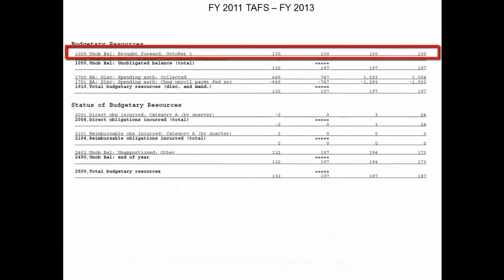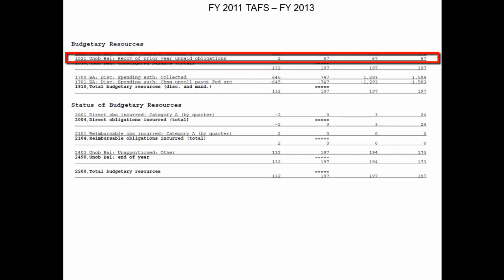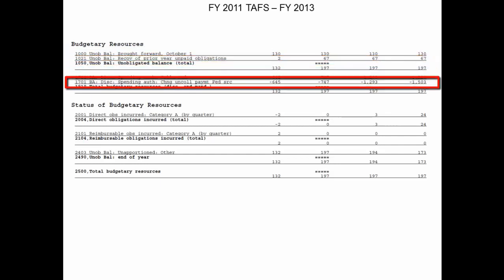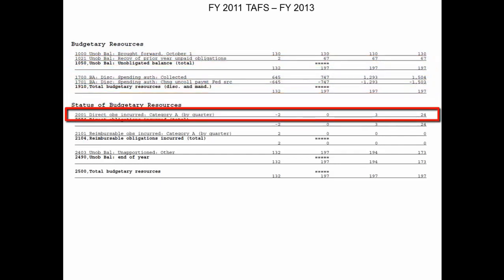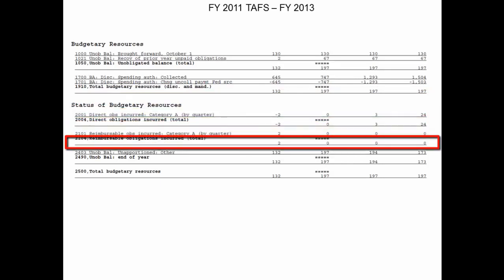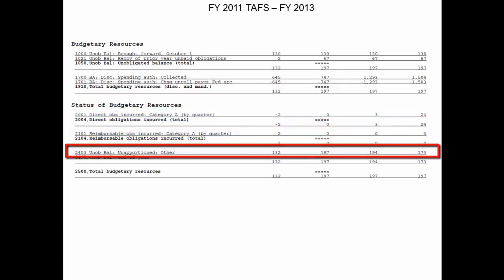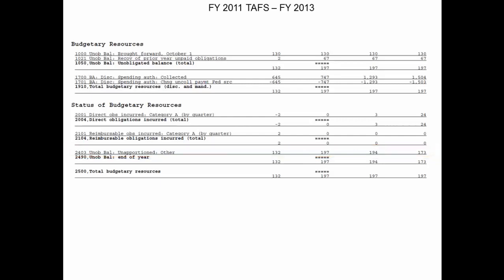So we can see this $130,000 on line 1000 at the beginning of fiscal year 2013. Another $67,000 is recovered, and $24,000 is obligated for upward adjustments, leaving an unobligated balance of $173,000. We could continue, but I think you get the idea. Now, let's see how we can use the SF133s to calculate outlay rates.